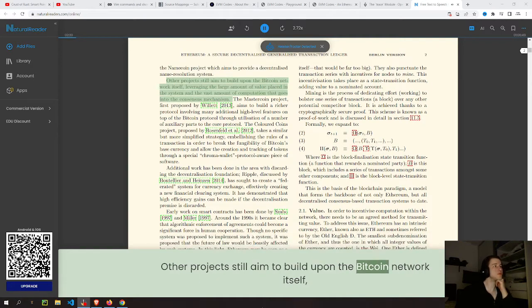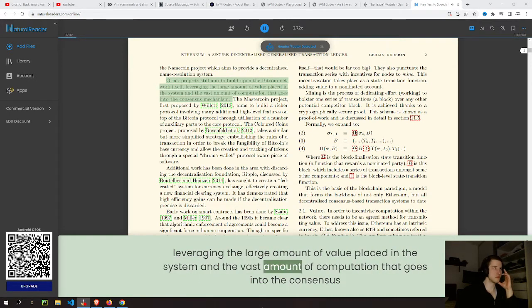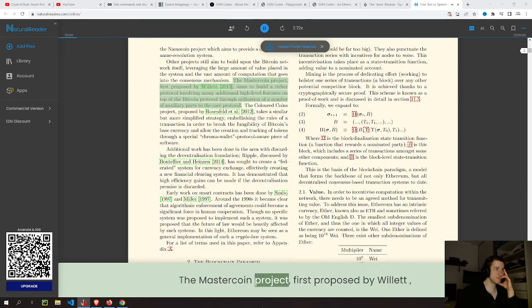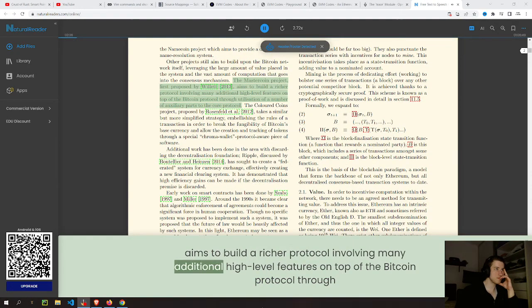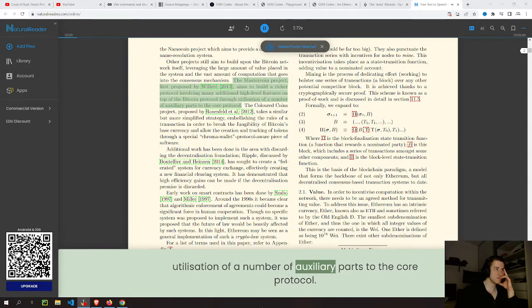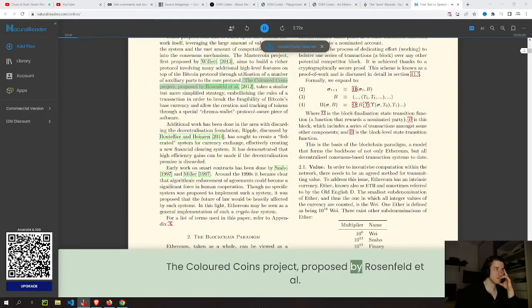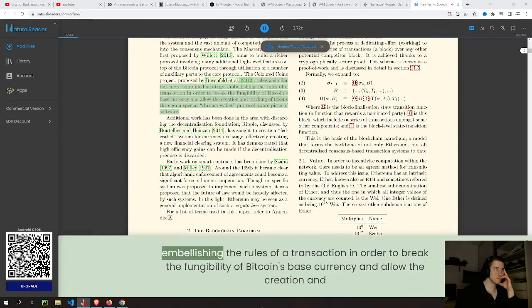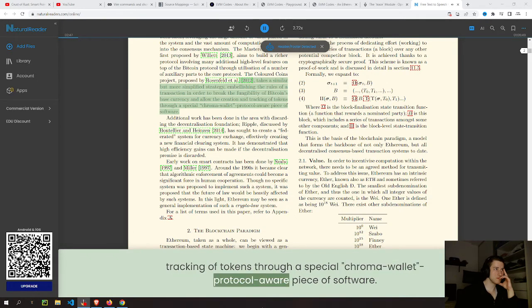Other projects still aim to build upon the Bitcoin network itself, leveraging the large amount of value placed in the system and the vast amount of computation that goes into the consensus mechanism. The Mastercoin project, first proposed by Willett, aims to build a richer protocol involving many additional high-level features on top of the Bitcoin protocol through utilization of a number of auxiliary parts to the core protocol. The Colored Coins project, proposed by Rosenfeld et al., takes a similar but more simplified strategy, embellishing the rules of the transaction in order to break the fungibility of Bitcoin-based currency and allow the creation and tracking of tokens through a special Chroma Wallet protocol-aware piece of software.